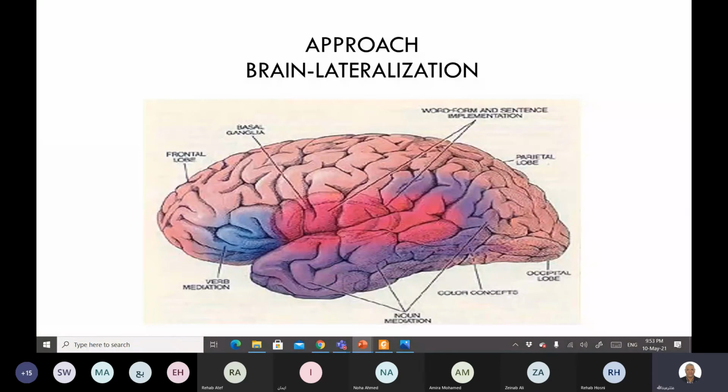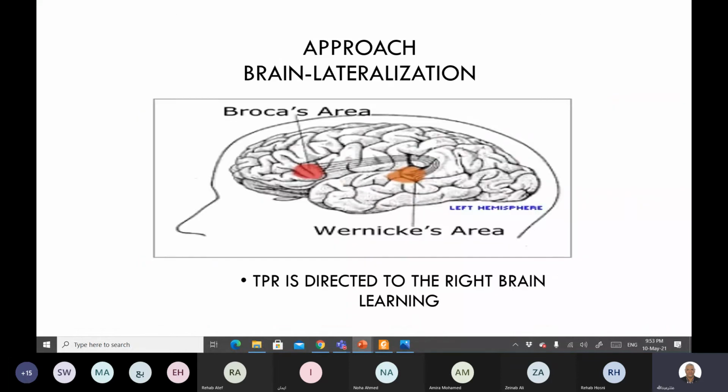So we know from different studies where we have the nouns, the word formation, the sentence formation, and where we have the verb mediation. In addition, we know there are important areas in the brain which, if injured or damaged, will affect the language, language production, and language skills.